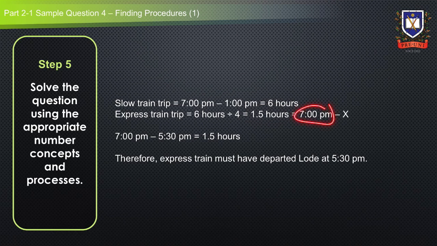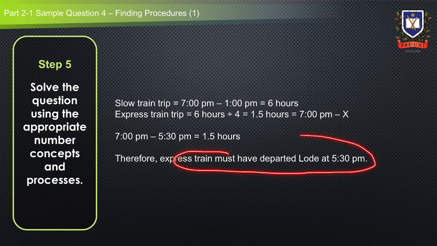So we know that 7 p.m. minus the departure time should equal 1.5 hours. So 7 p.m. minus 5:30 p.m. is 1.5 hours, so therefore the express train must have departed Lode at 5:30 p.m.